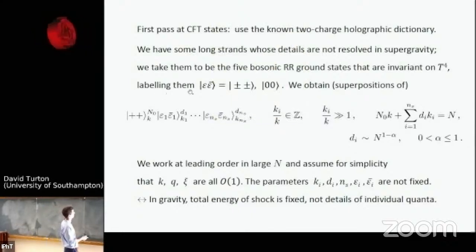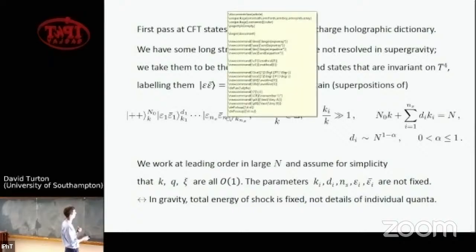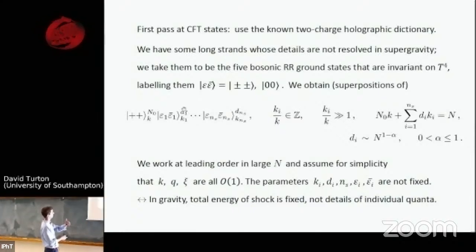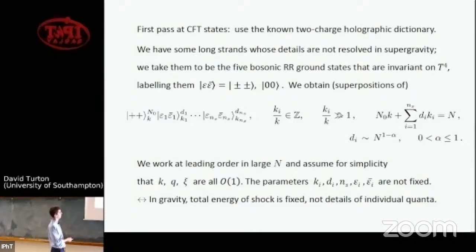Okay, so for concreteness, we'll label them by their spins, epsilon and epsilon bar, to be these 5 Ramond ground states. You should think of all this component as just some other longer 2-charge Ramond-Ramond ground state strands with some certain conditions, which is that their windings should be multiples of K. That's important for what follows. Their windings should be appropriately large in a way that one can make precise.